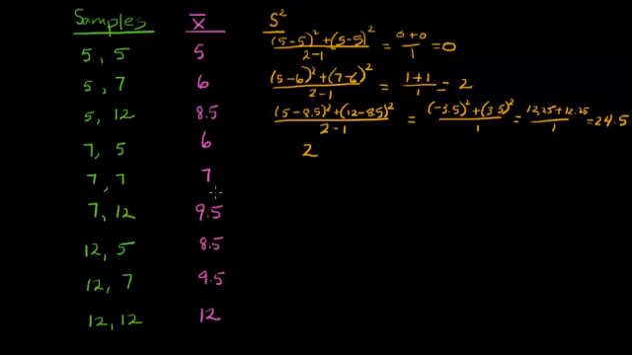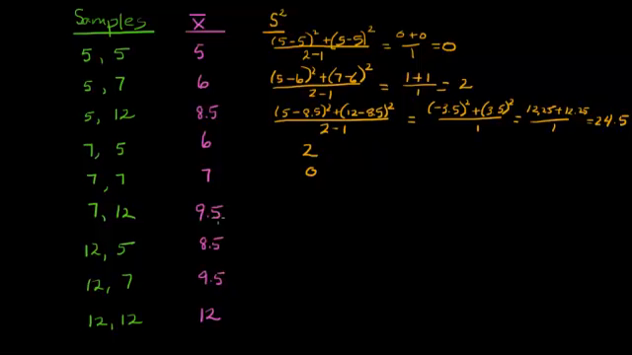So that one's 2. Now this one with the 7s, well, we saw before when the x values were the same, that meant the mean was the same. That meant we ended up with a 0 numerator and the variance was 0. So the same thing's going to happen here when they're both 7. 7 minus 7 is 0. Likewise, we'll have the same result.